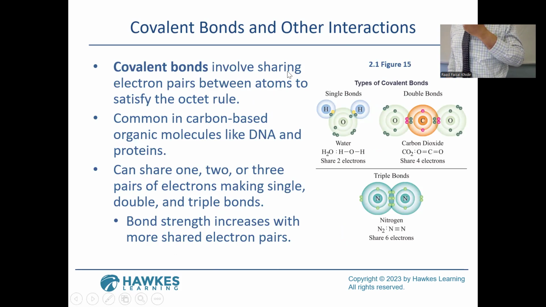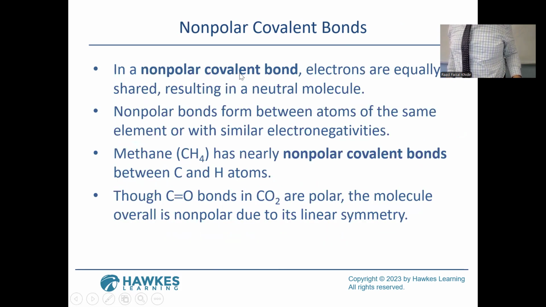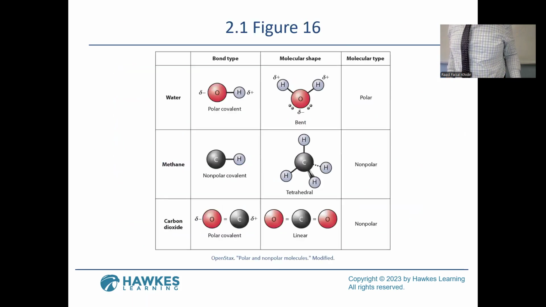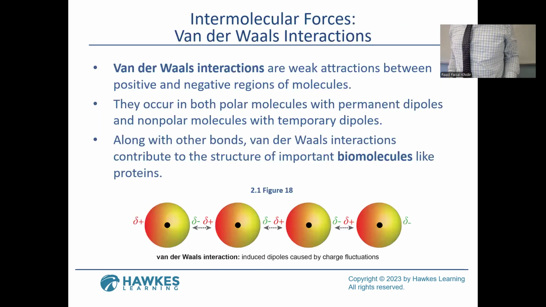Covalent bonds involve sharing electron pairs between atoms to satisfy the octet rule. Polar covalent bond, did we talk about that? Right, we talked about polar covalent bonds, non-polar. Non-polar is when they are equal, like carbon and oxygen. Van der Waals are a type of weak interaction, as we will see later. They are used in protein folding.